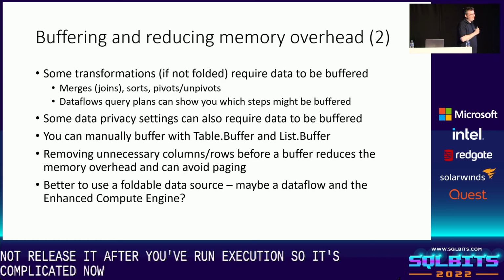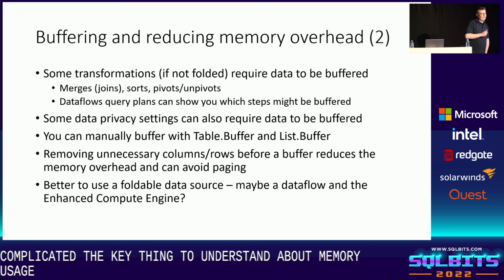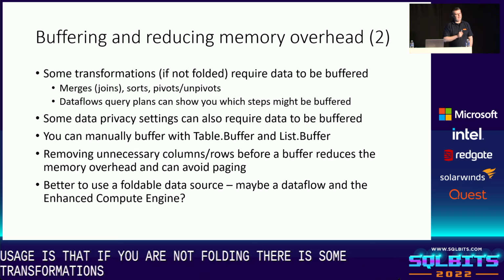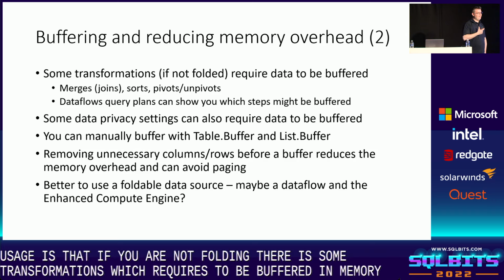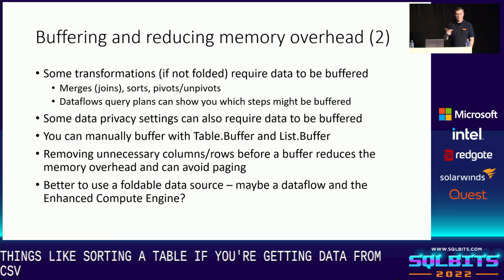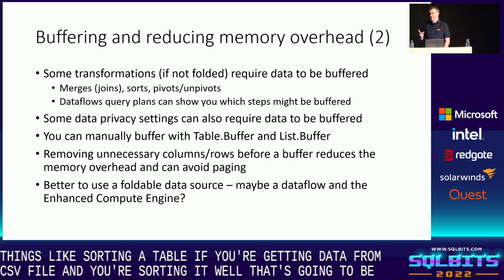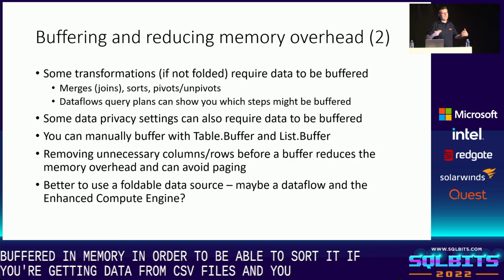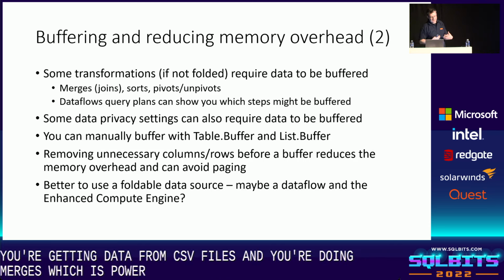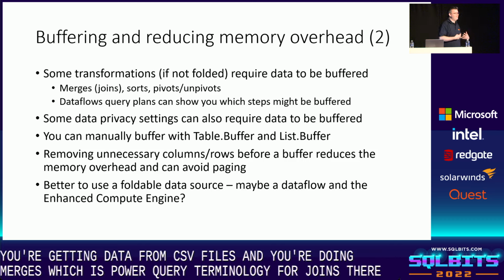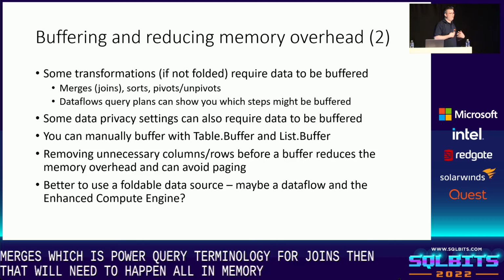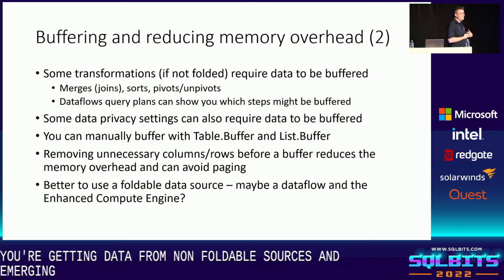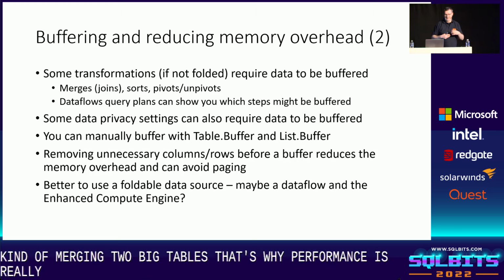Now, the key thing to understand about memory usage is that if you are not folding, there are some transformations which require data to be buffered in memory. Things like sorting a table. If you're getting data from a CSV file and you're sorting it, well, that's going to be buffered in memory in order to be able to sort it. If you're getting data from CSV files and you're doing merges, which is Power Query terminology for joins, then that will need to happen all in memory. So that's why if you're getting data from non-foldable sources and you're merging two big tables, performance is quite often really bad.